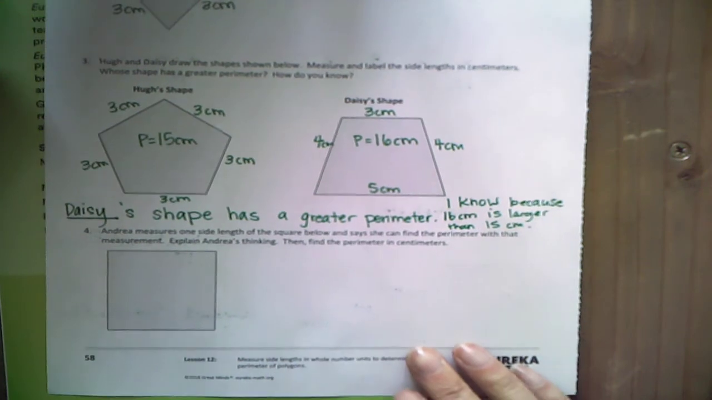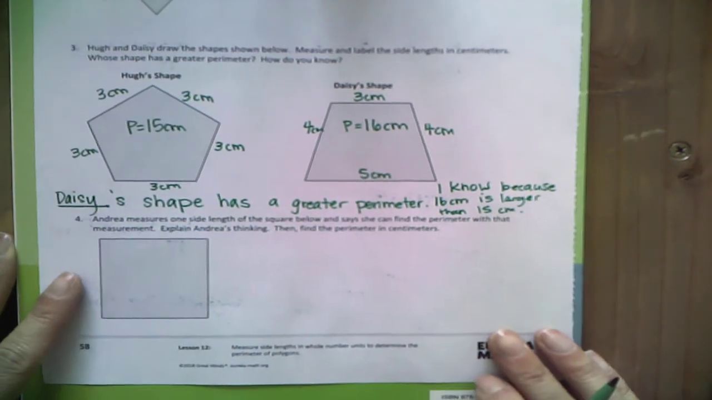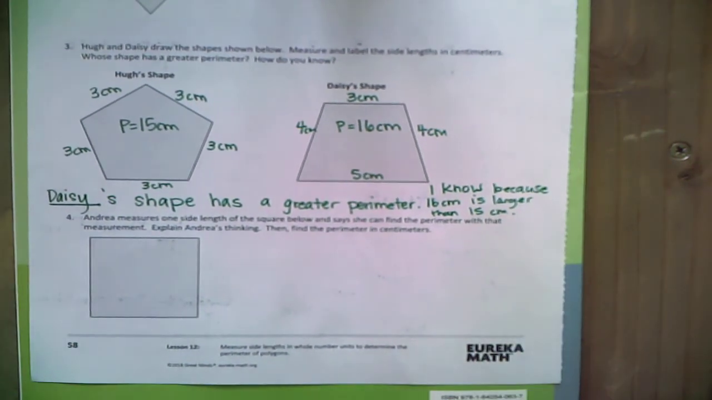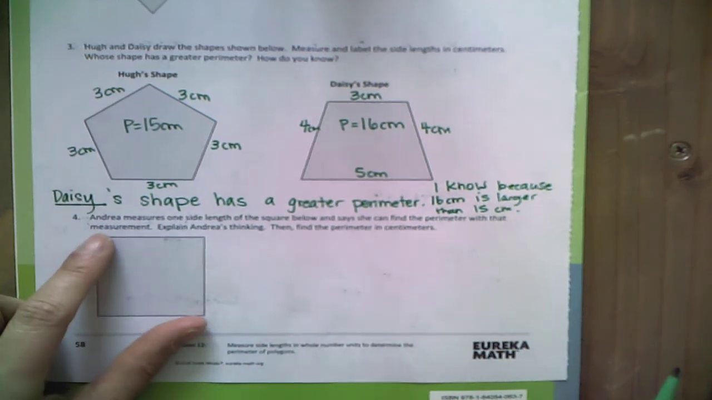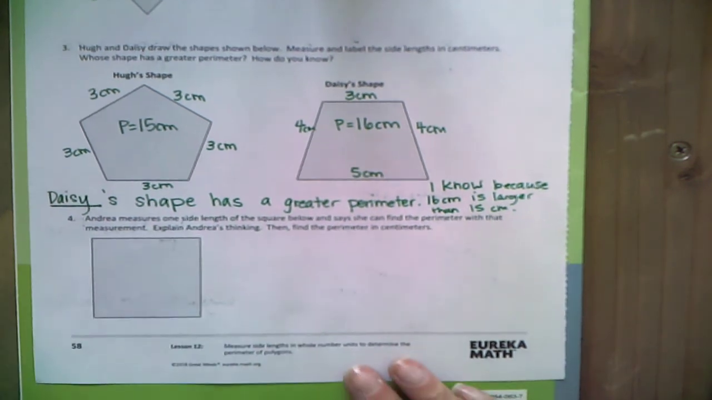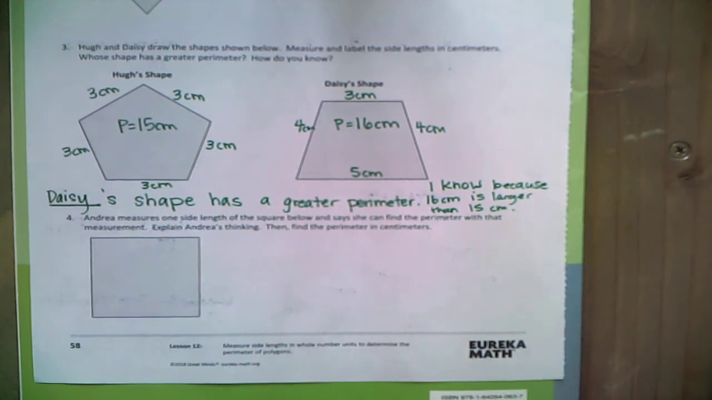Okay, let's move on to the last one. I like the look of it already. We're talking about Andrea. What a great name. Okay, let's read number 4 together. Andrea measures one side length of the square below and says she can find the perimeter with that measurement. Explain Andrea's thinking. Then find the perimeter in centimeters. Is she right?